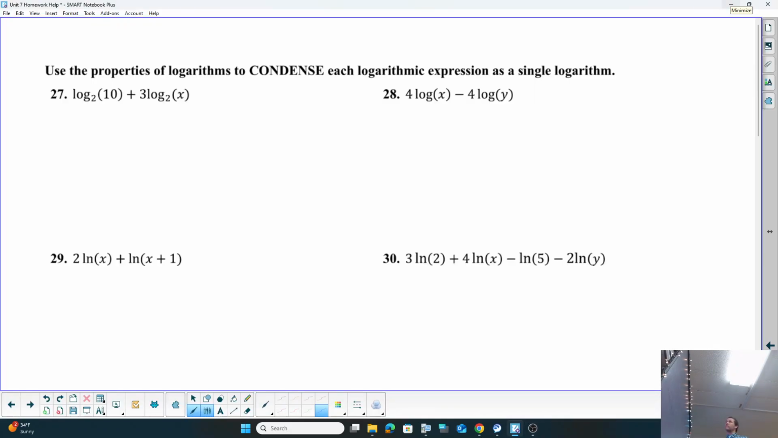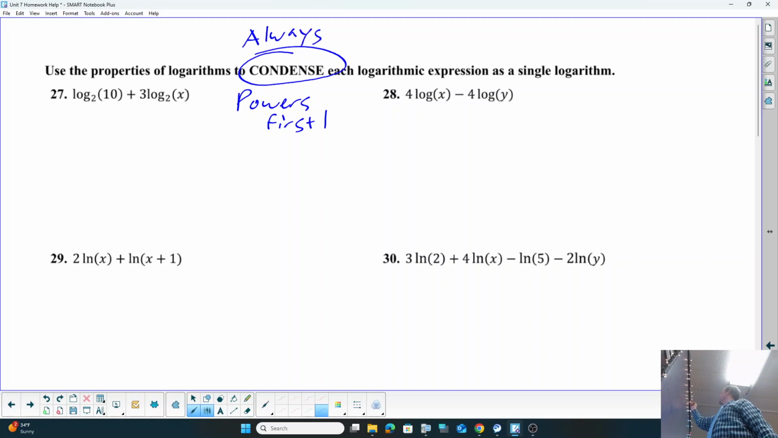Let's see. So now, that was fully expanding, sorry, not condensing, that was expanding. And so now we're going to condense. And so condensed, you have to do the powers first. Always do the powers first. So we're going to take that 3 and we're going to go ahead and put it in front. Nice. So now we have log base 2.